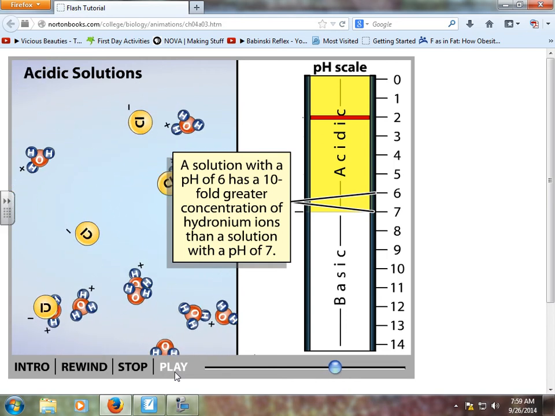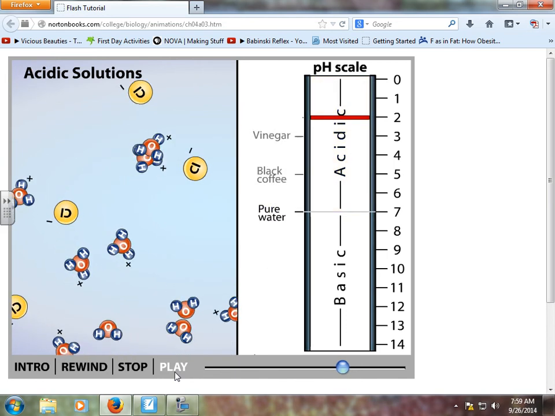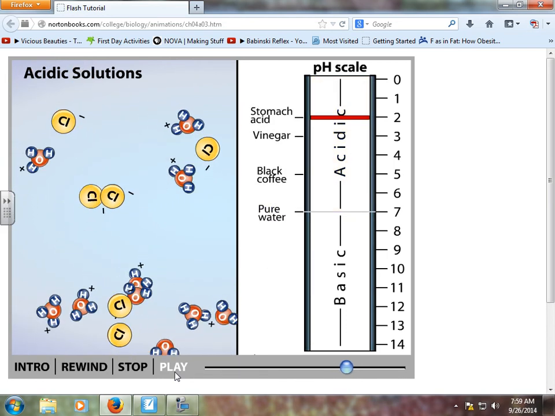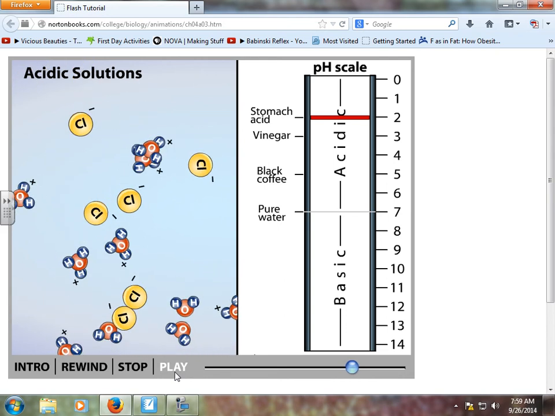A solution with a pH of 6 has a 10-fold greater concentration of hydronium ions than a solution with a pH of 7. The most acidic solutions have the lowest pH. Stomach acid, which contains hydrochloric acid, has a pH of 2. Wow.